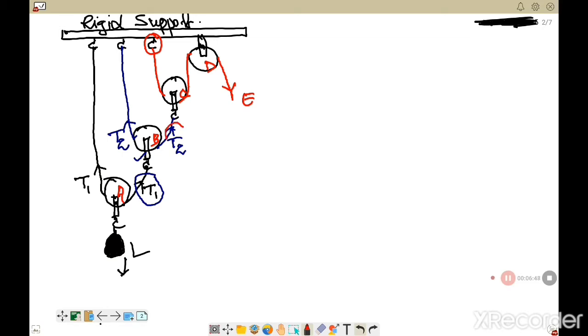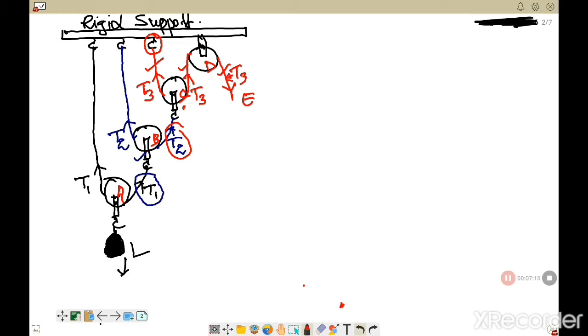Now this T2 is balanced by this pulley C, which in turn is balanced by these two segments of the string, and let the tensional forces acting on them be T3 and T3. Since the first segment, second segment and third segment are of the same string, the tensional forces acting on them will be equal. So the tensional force acting at this segment of the string will also be T3.